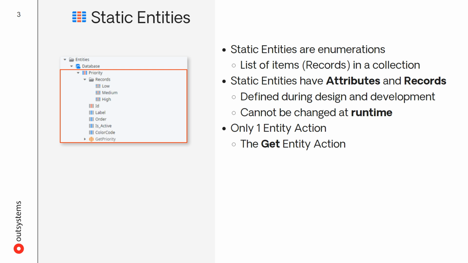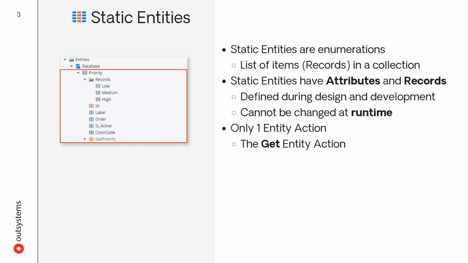In OutSystems Developer Cloud or ODC, these items are called records. Static entities have attributes and records, and given their static nature, records cannot be changed at runtime. Changes to these can only be made during design, in development.